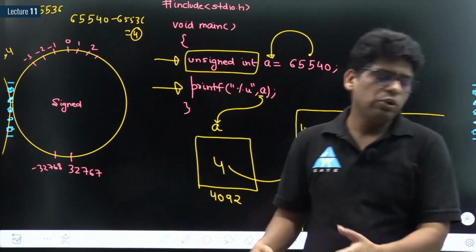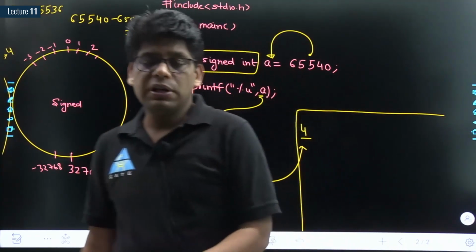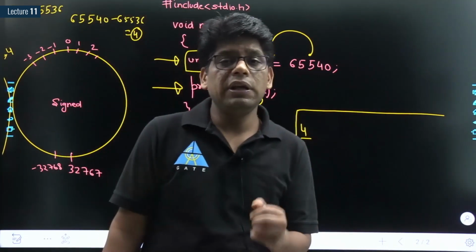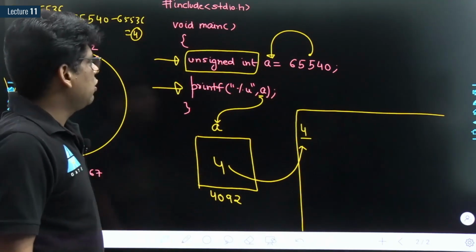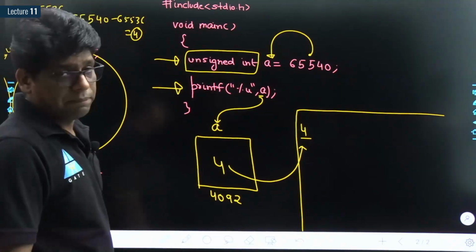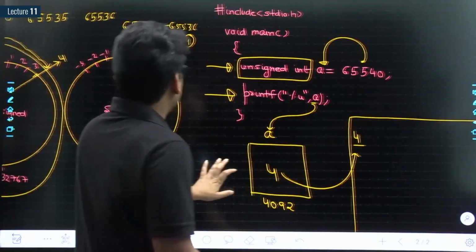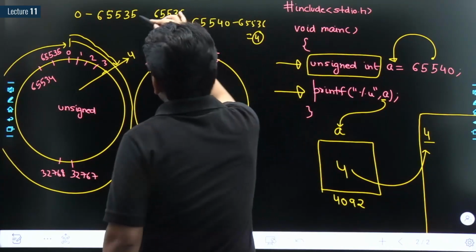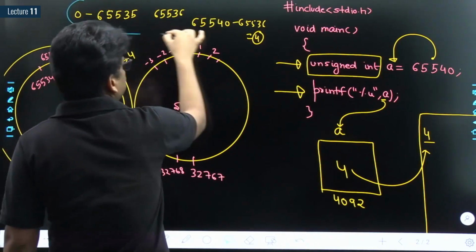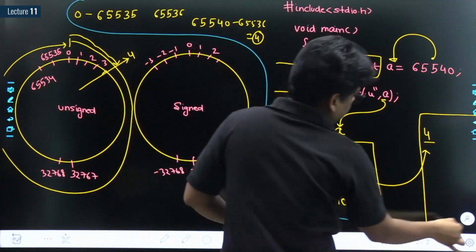Sir, what are we doing here? We are working on the cyclic property of the integer data type. Done, sir. Okay. Let me rub this out so that we can work on it.